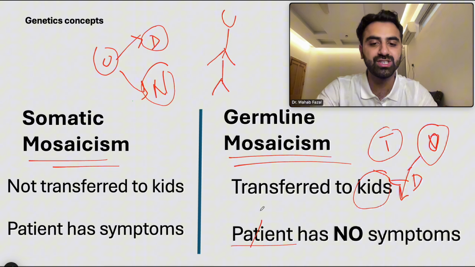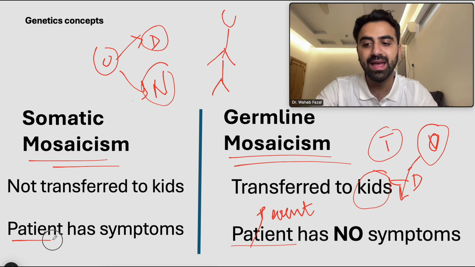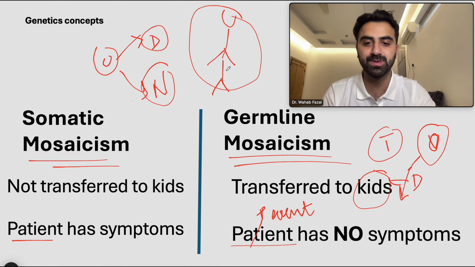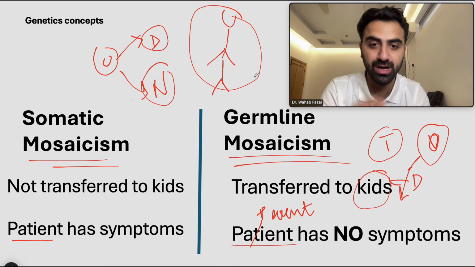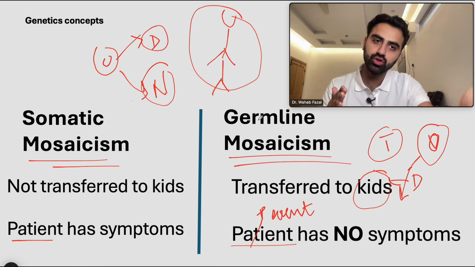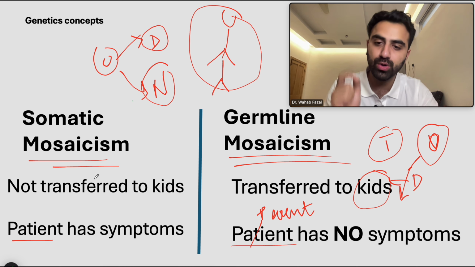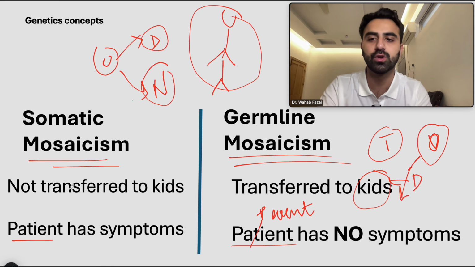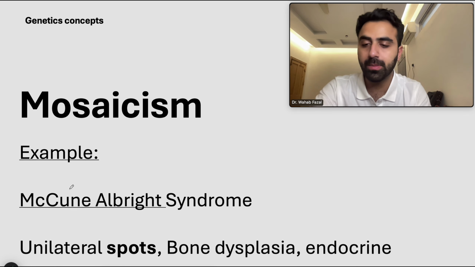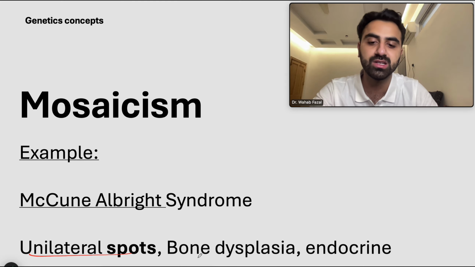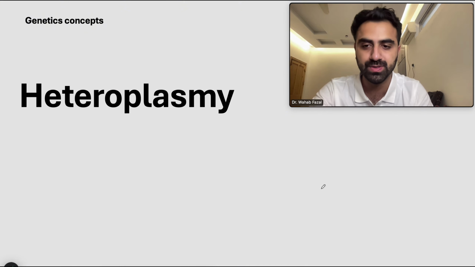So in this case, the patient or parent has no symptoms. In this case, because it happened after fertilization, this person will develop the disease. So this is the example of germline mosaicism because it happens specifically in the gonadal cells of the parent and then goes on to the kid. In somatic mosaicism, the mutation occurs directly in the patient himself after fertilization. So that's the difference between the two. The example I talked about earlier is McCune-Albright syndrome, an example of somatic mosaicism in which you have unilateral spots, bone dysplasia, and then endocrine issues.